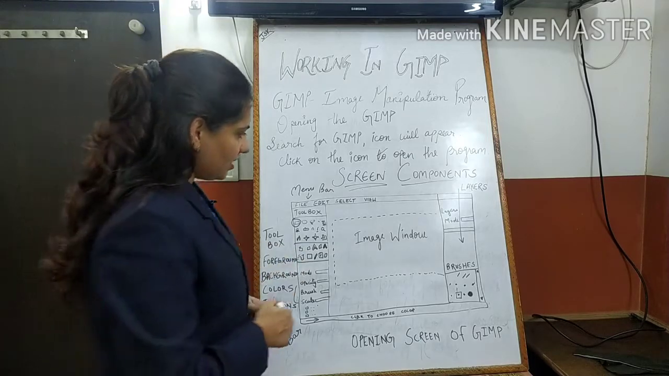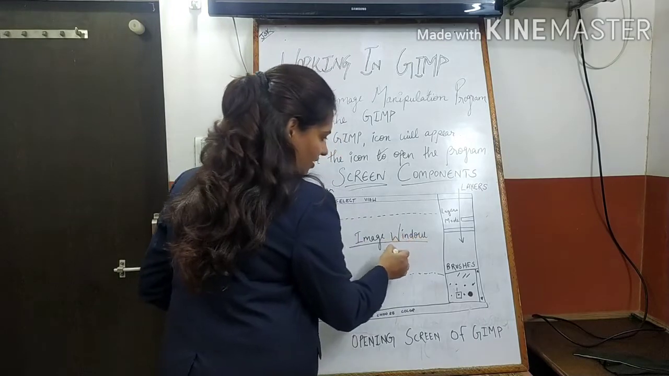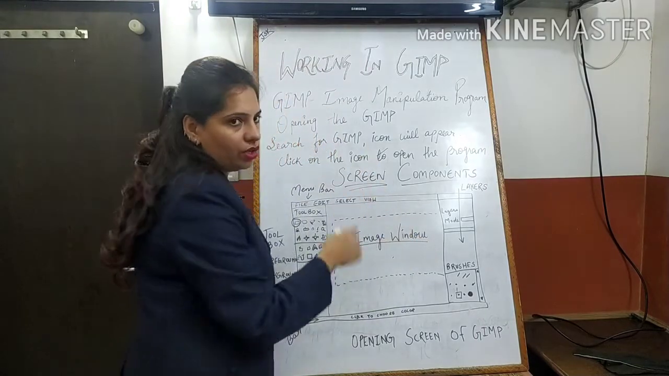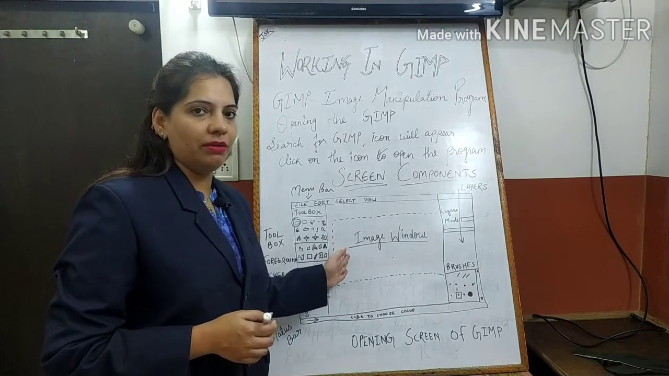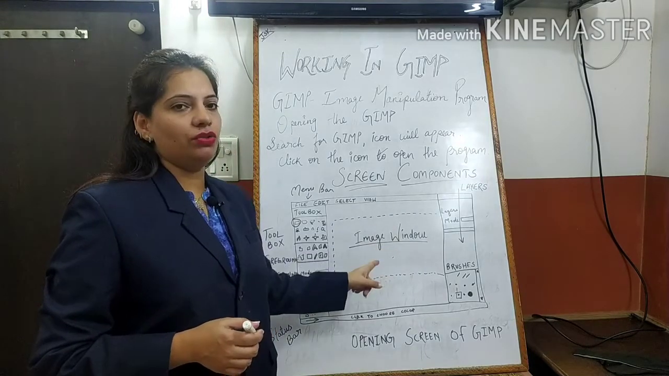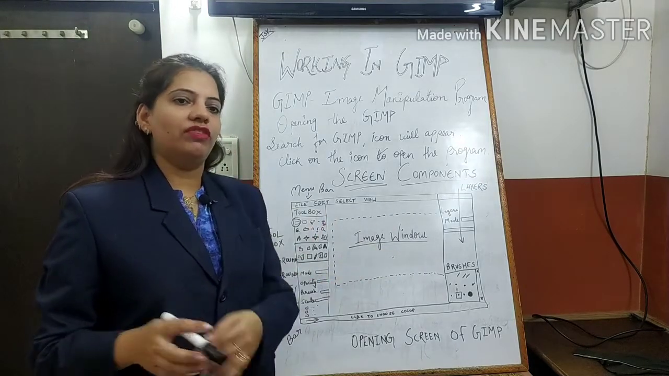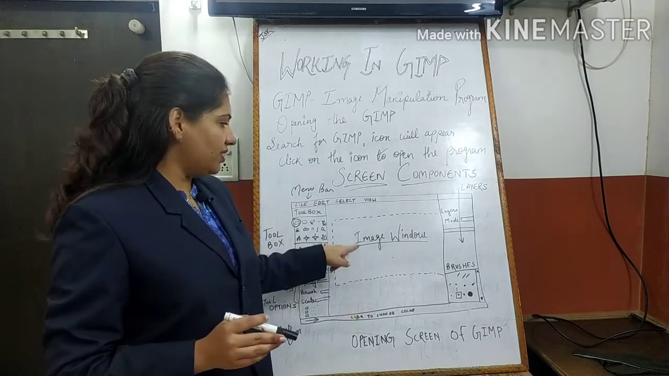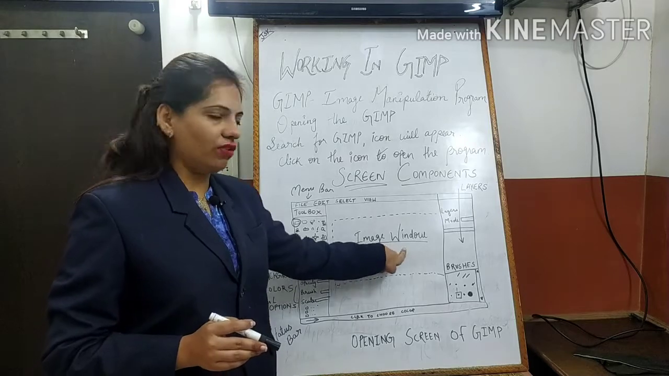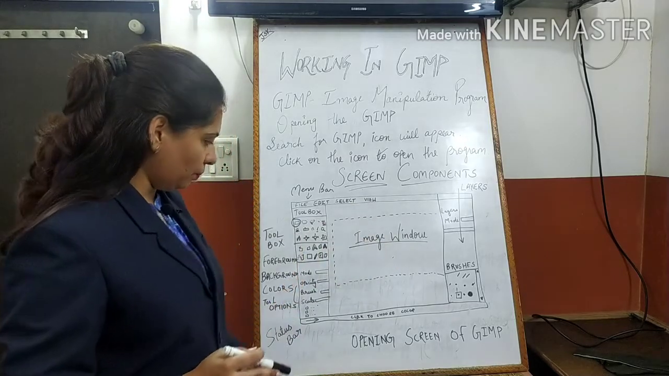Okay, here you can see the center. This is a particular place, the image window. Here we are going to work with the image. This is the area where we work with the image. Cropping of the image, cutting, or whatever editing and manipulation you are going to do is done in this area. This area is known as the image window.